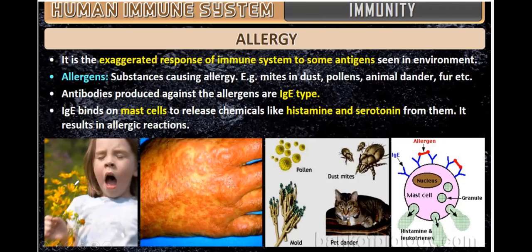So this baby is having an allergy from these pollen grains. There is allergy from ticks and mites, dust, pollen grain, mold, pet dandruff. So these are the allergens. They will secrete histamine and serotonin. So this is antibody E. It will bind with these allergens and ultimately they will be neutralized.